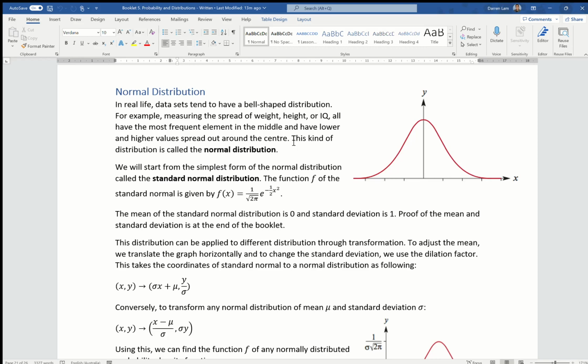But what else is unique about it? Yes. It's symmetrical and the y-intercept is at 0. Perfect. It's symmetrical in y values around the x equals 0 axis. Is that what you're saying? Or the y axis? Good. Anything else?